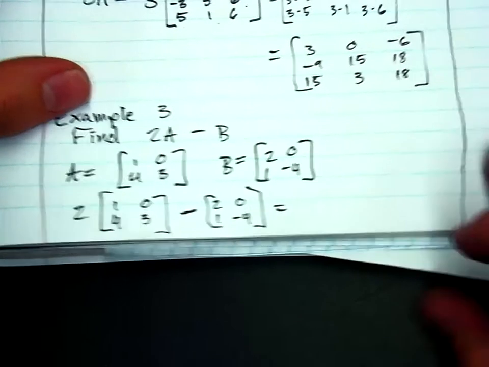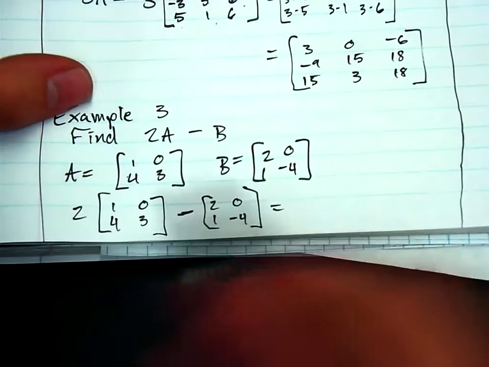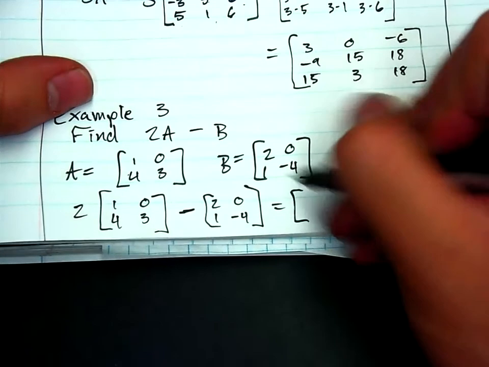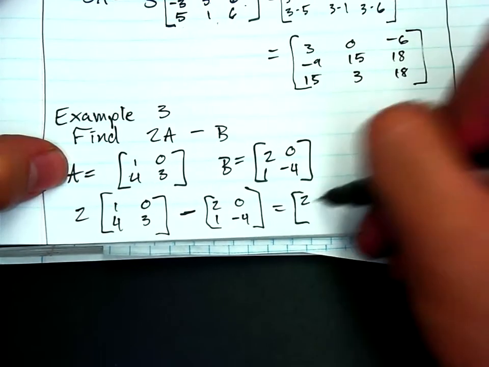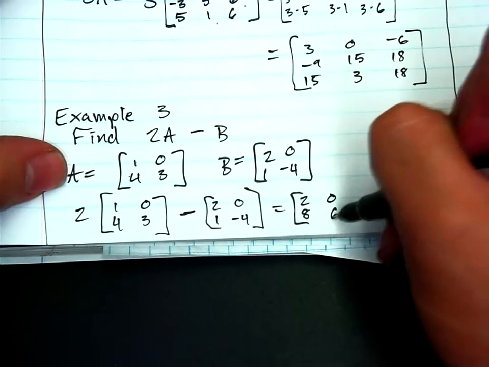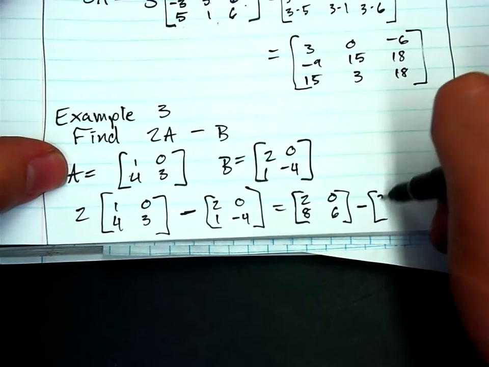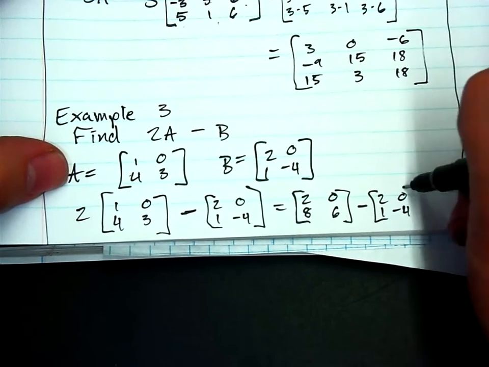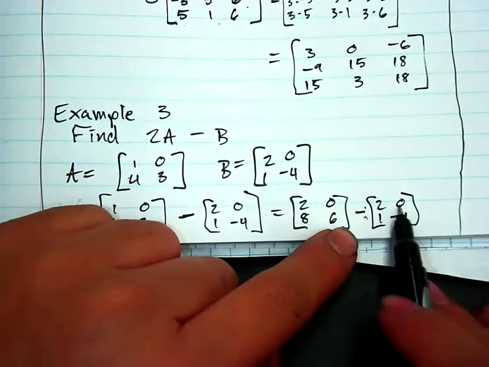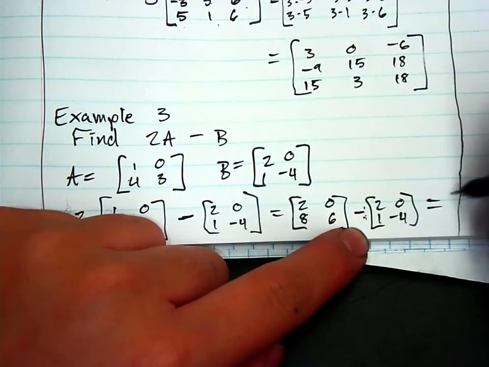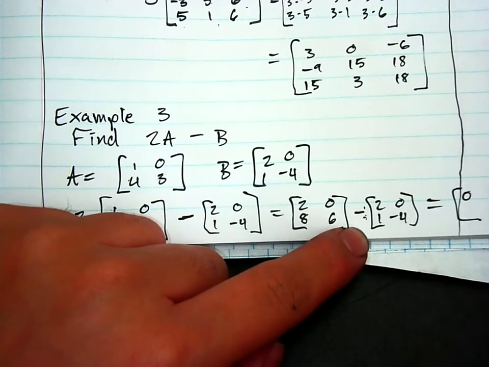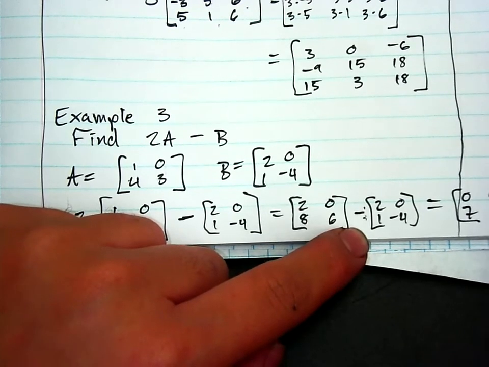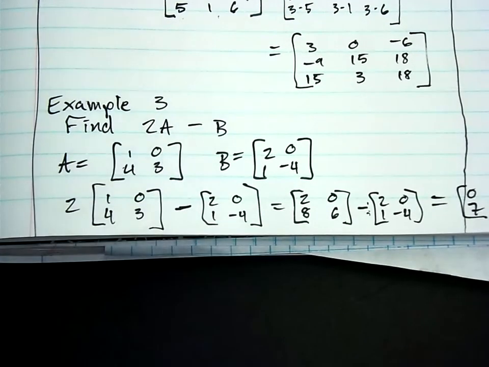At this point, I'm pretty sure you guys understand where we're going to be going. So the only step I'm going to show is the distribution. So there's going to be 2, 0, 8, and 6, minus 2, 0, 1, and negative 4. At this point, you're going to subtract every single one of these terms. So over here, we end up with 0, 0, 7, 2. Okay? And there's multiplication and subtraction combined.